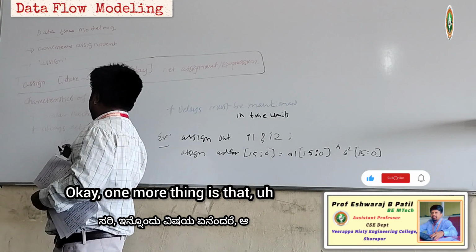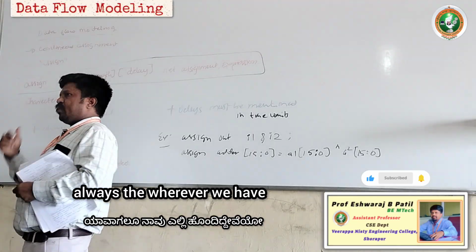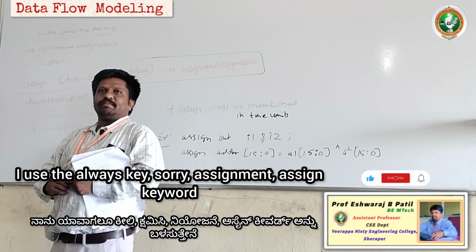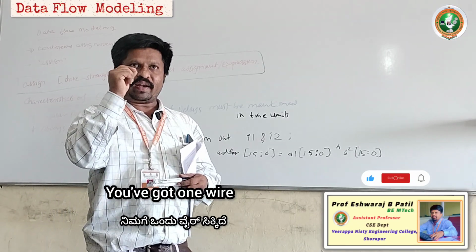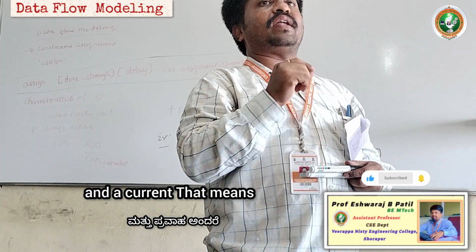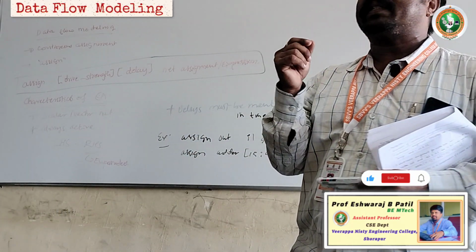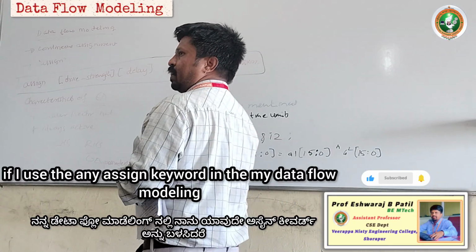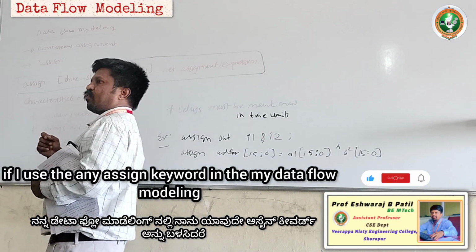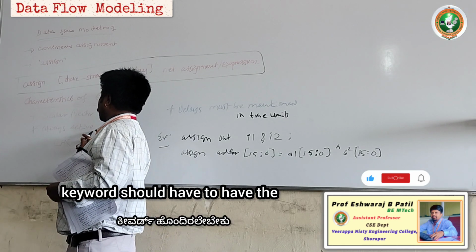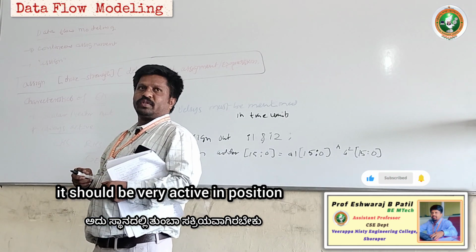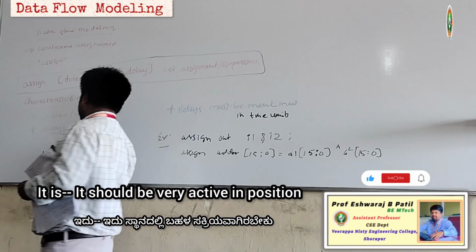One more thing: wherever I use the assign keyword, it should be active in position. Like a wire carrying current is active, the assign keyword in my data flow modeling program should be very active in position.